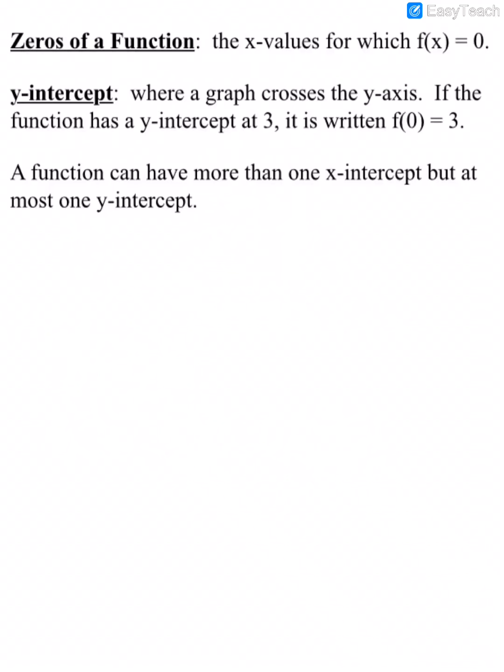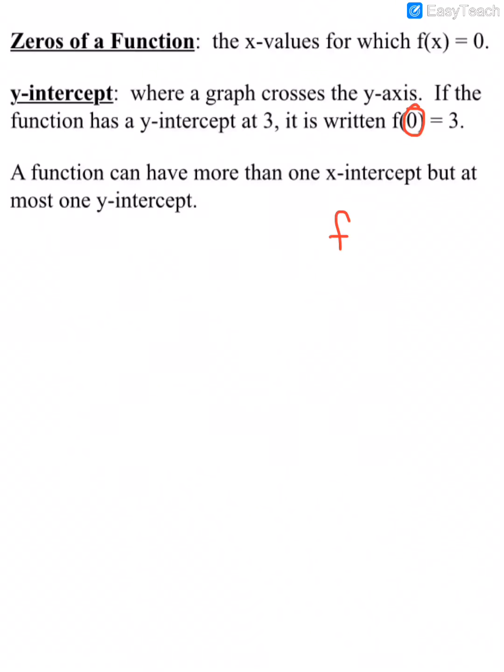The y-intercept is where the graph crosses the y-axis. So the zeros are where it crosses the x-axis, and then the y-intercept is where it crosses the y-axis. So if the function has a y-intercept at 3, then it's written as f of 0 equals 3. When we have a zero of a function, or if it crosses the x-axis, my y value is going to equal 0. When we have a y-intercept and it crosses the y-axis, then my x is going to be 0.